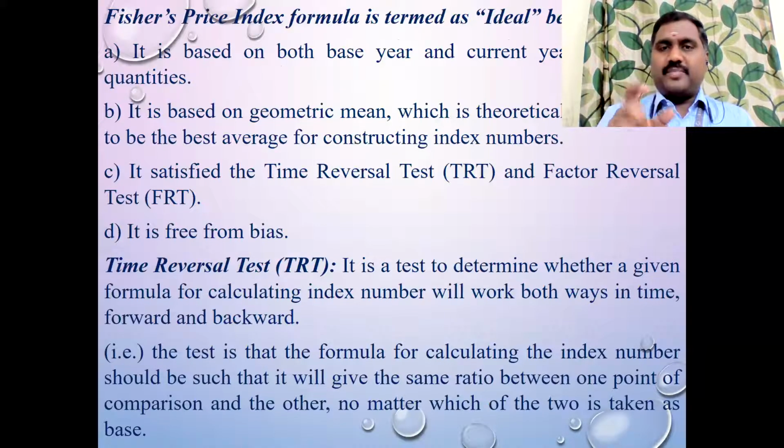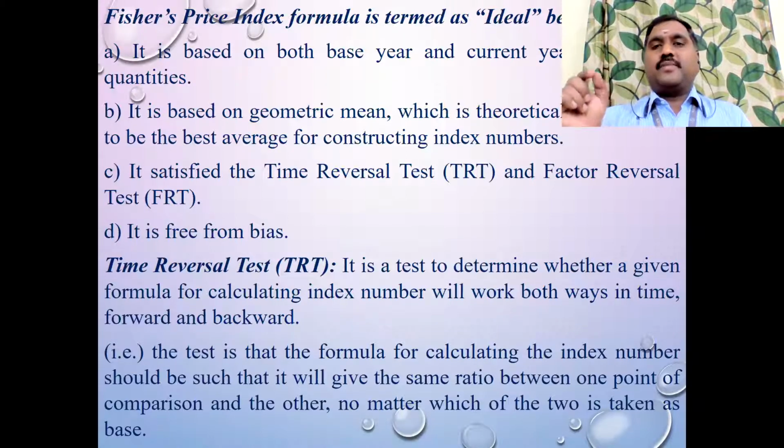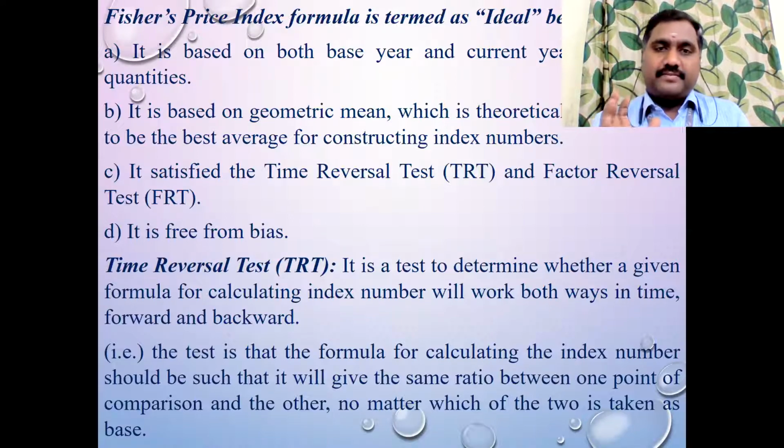In the problem itself, they will give it. If they are asking to prove FRT and TRT, first you have to find out the Fisher index number by using the previous formula. After that, there are separate formulas for TRT and FRT, the time reversal test and factor reversal test. You need to prove that. The time reversal test has a formula that, after substituting the values, should be equal to 1. That means your time reversal test is proved. FRT should come equal to the summation P1 Q1 by summation P0 Q0. If you prove that, then TRT and FRT are verified.